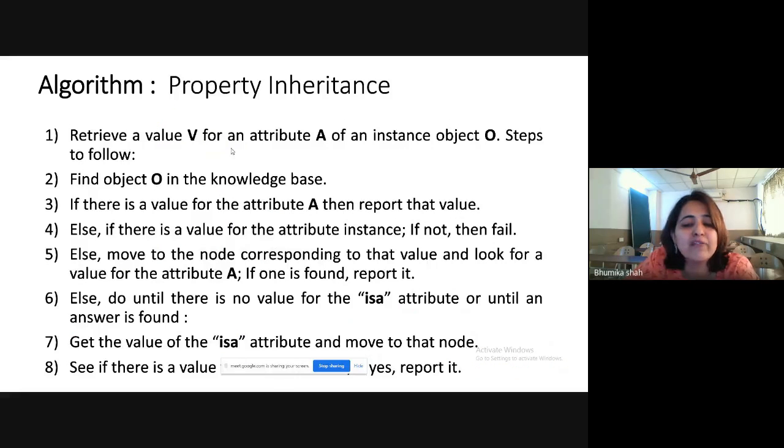So what we'll do: if the value is available, then report it. And if the value is not available, then report false, fail. Are you getting this algorithm, everyone? Yes or no? Is everyone clear with this algorithm, with the examples we have done? Can someone please unmute and answer?